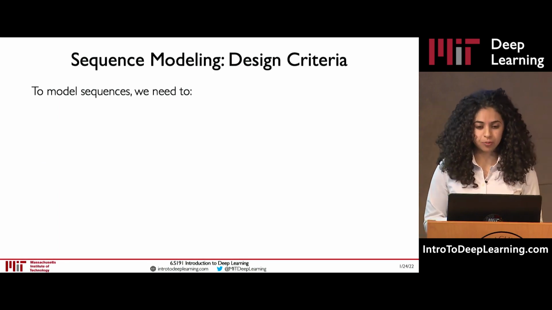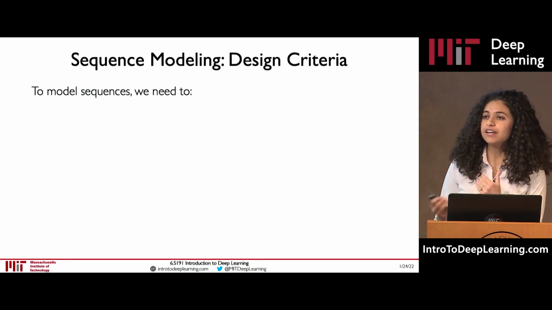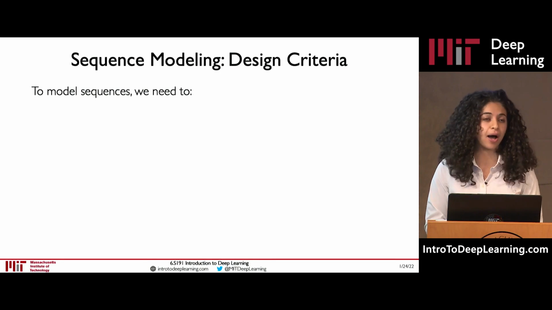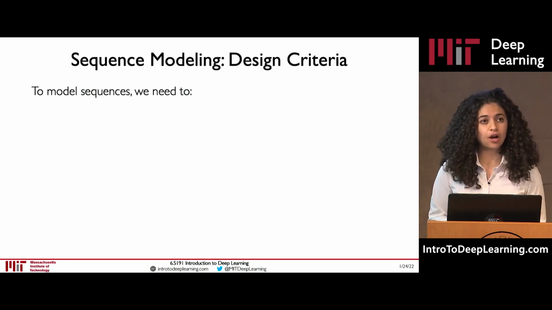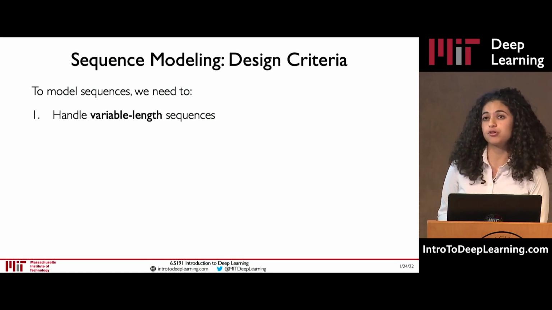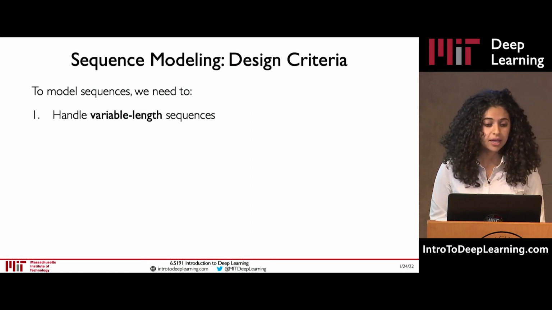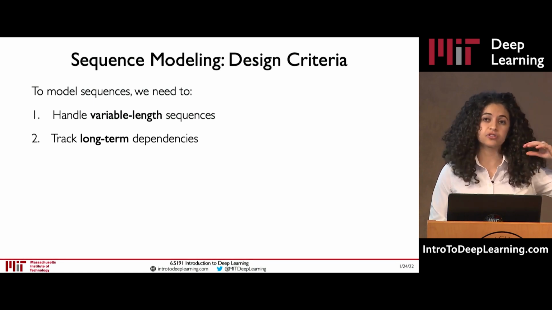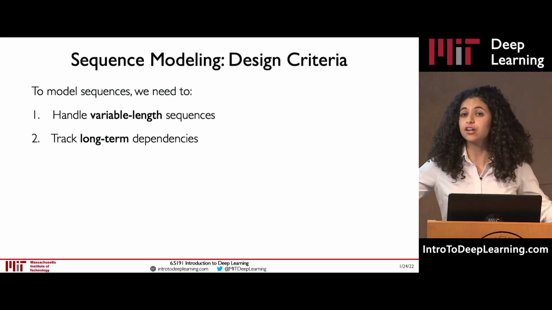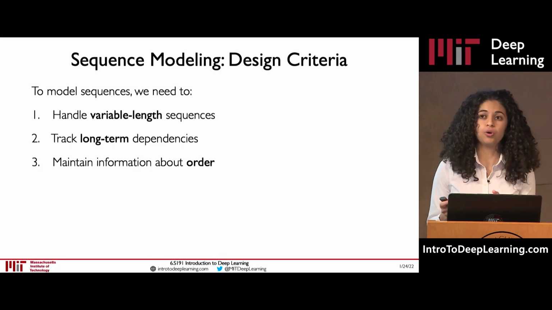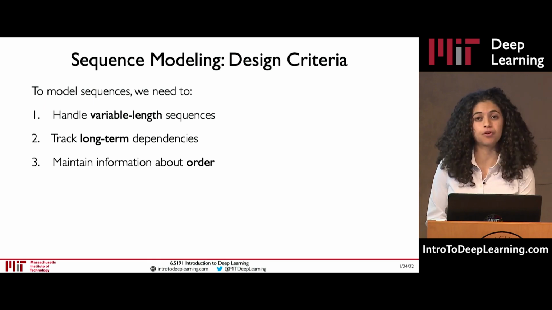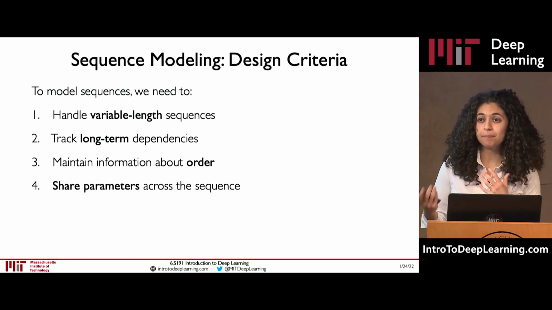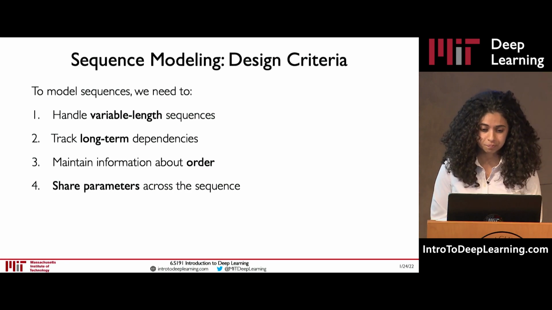Okay, so to wrap up this section, this simple example of RNNs motivates a set of concrete design criteria that I would like you to keep in mind when thinking about sequence modeling problems. Specifically, whatever model we design needs to be able to handle sequences of variable length, to track long-term dependencies in the data, to be able to map something that appears very early on in the sequence to something related later on in the sequence, to be able to preserve and reason and maintain information about order, and finally to share parameters across the sequence to be able to keep track of these dependencies.